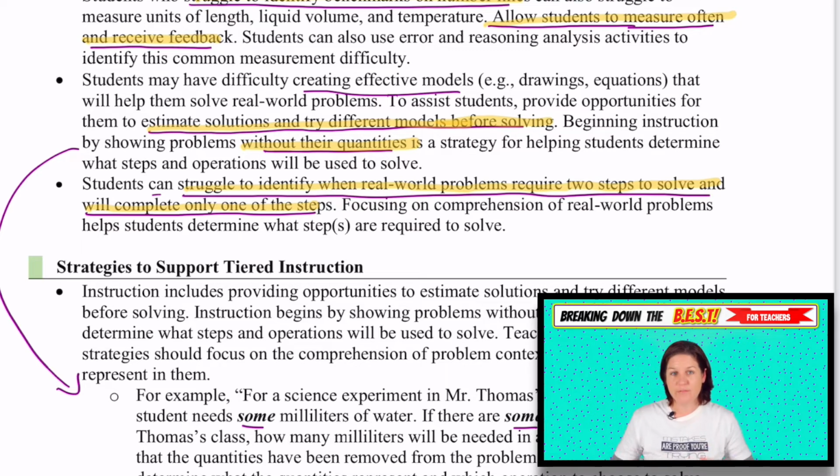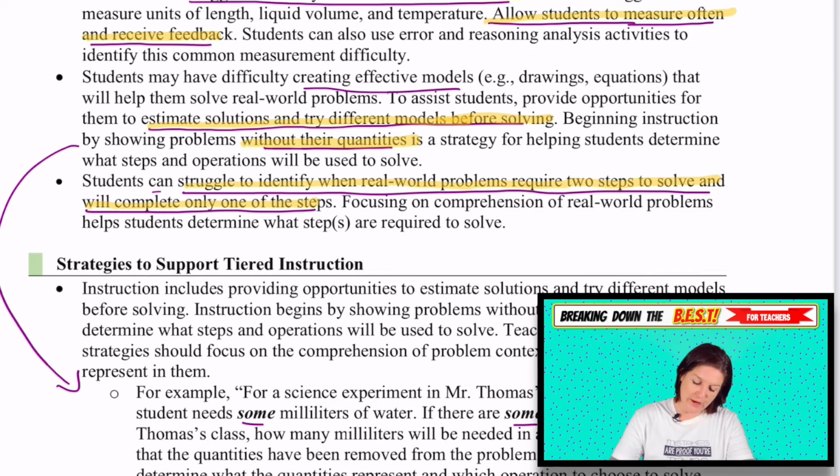So a big part of this standard, because of that real-world problem sense, is making sense of the problem, which is what we do in Taking on the B.E.S.T. We read it at least 3 times. I'm constantly saying read those problems at least 3 times. The first time to get the gist of the problem. The second time to read each sentence at a time, break it down, make sense of what's going on, draw it out, and then reading it again to make sure we've answered all parts of the problem.